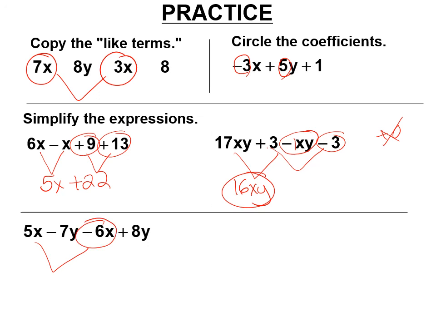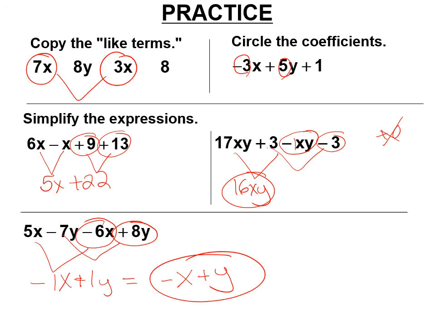5x minus 6x, negative 1x. Now, in an answer, you don't want to write it that way, but we'll get to that. Negative 7y plus 8y is positive 1y, right? Now, perfectly good to write that in the middle of a problem, but in the answer, you're going to write negative x, or the opposite of x, plus y, right? Because we don't write those ones as when they're coefficients.